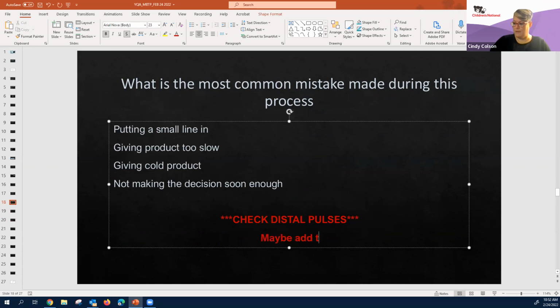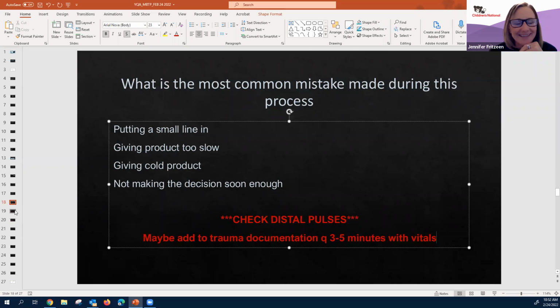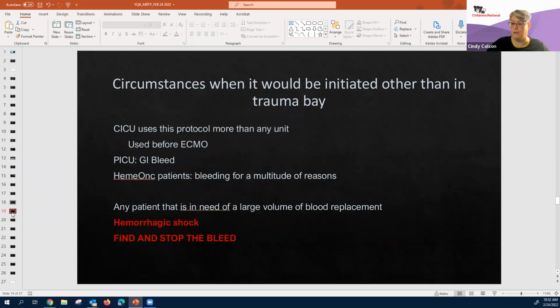Maybe add to trauma document. That could be 3 to 5 minutes, with vitals. Julia, thank you. That's great. I really like that.